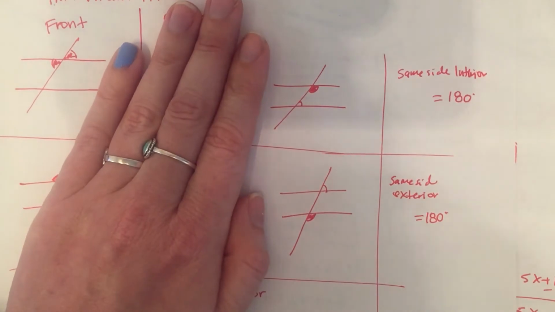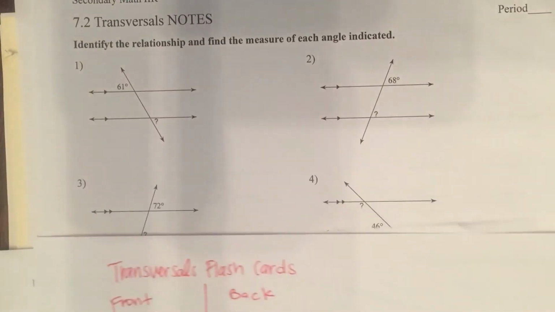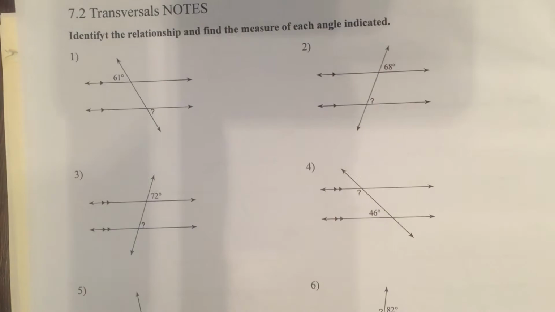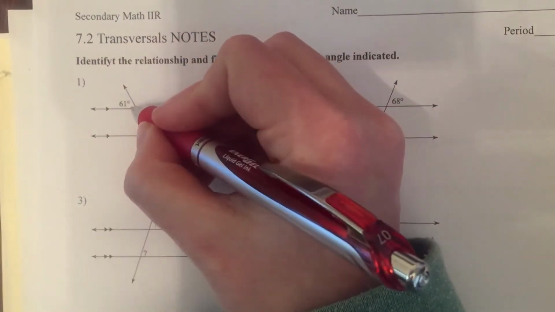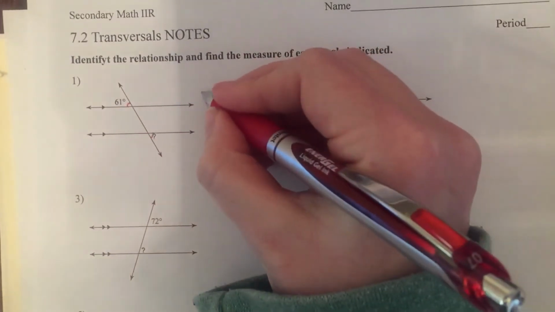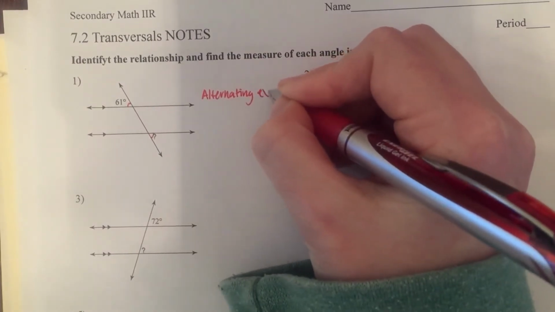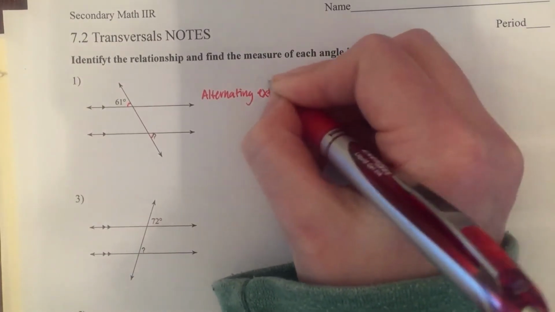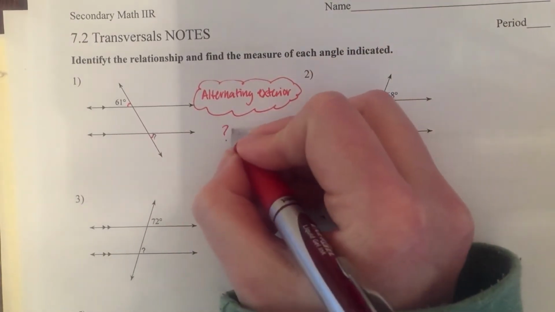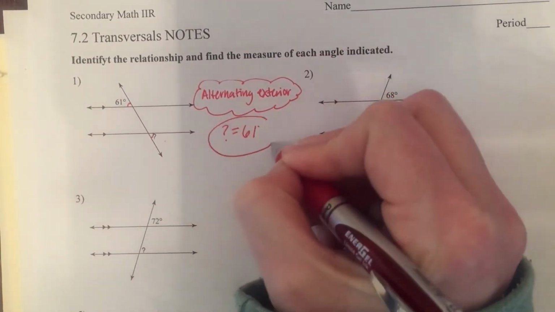So if you want to make flashcards of those so that you can go through and study vocabulary, I would recommend that. Now we're going to do examples. So on number 1, you look at their location. They are alternating exterior. Then I have to find what the question mark equals. They are the same size, so I would write 61 degrees.